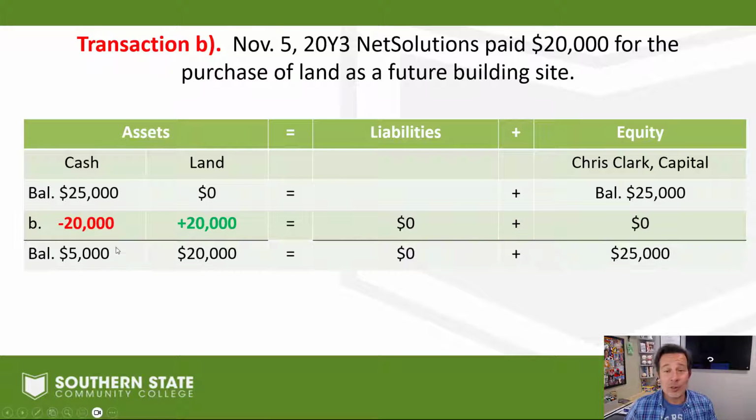And then we can look at the new balances. We now have $5,000 in cash. We have $20,000 in land. On the asset side, total, we have $25,000. Equal $25,000 on the liabilities plus equity side. So again, after every transaction, our accounting system has to be in balance.